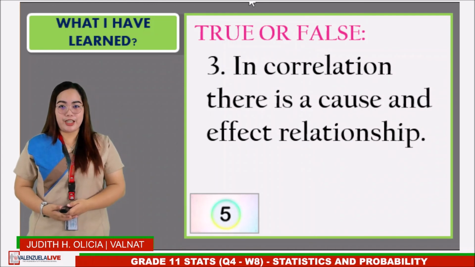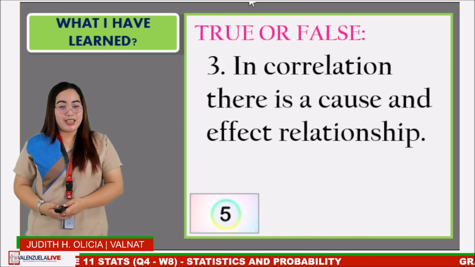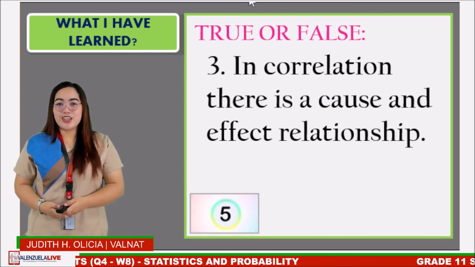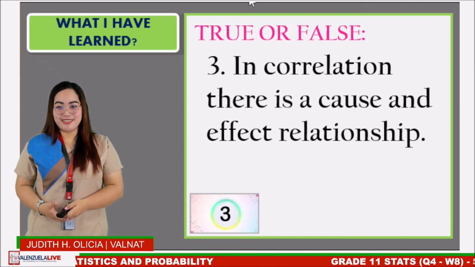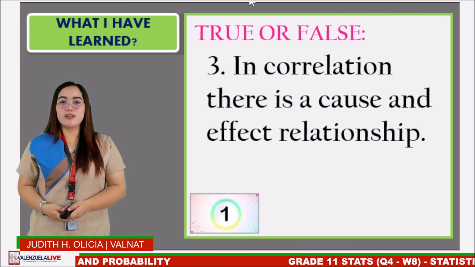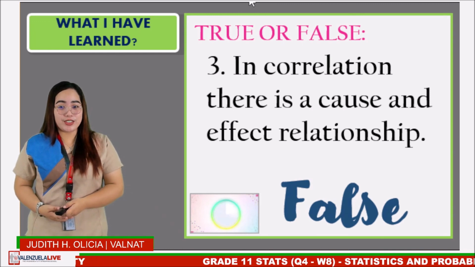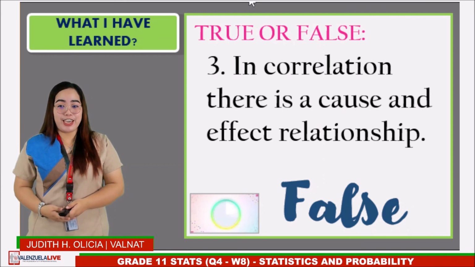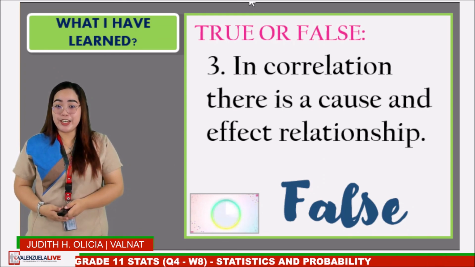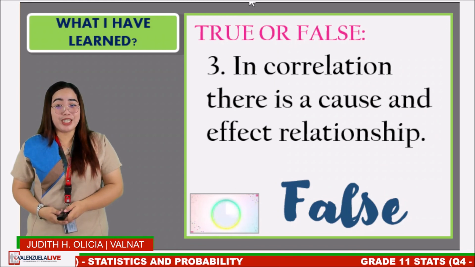For number 3, in correlation, there is a cause and effect relationship. Is it true or false? Your timer starts now. Yes, it is false. Because a cause and effect is a relationship in which one event makes another event happen, while in correlation, there is no cause and effect relationship. There is only a causal relationship between the variables.